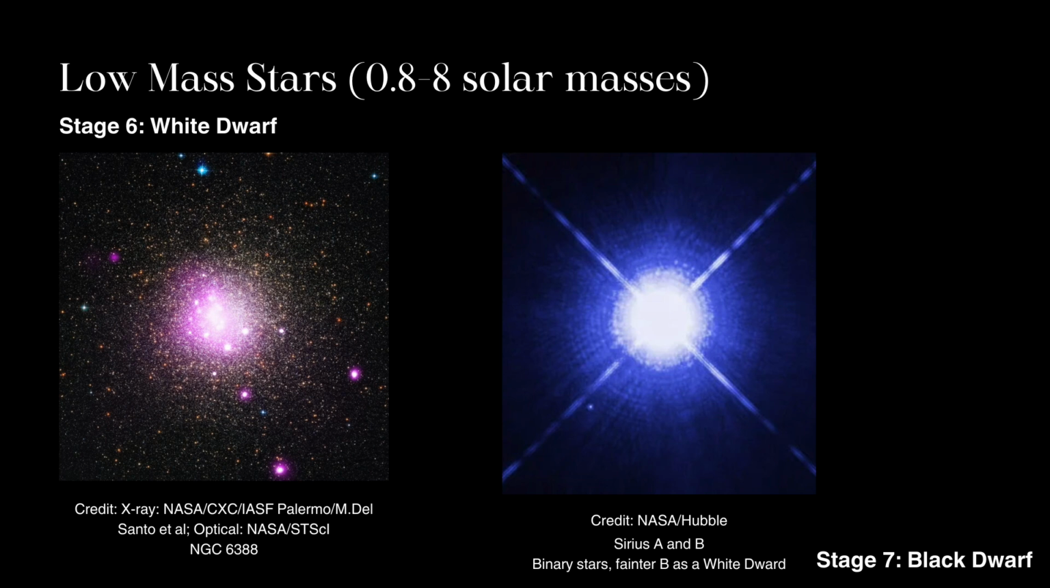And finally, there is stage 7, the black dwarf, a theoretical remnant of the white dwarf after it further cools down and no longer emits any energy or light. It takes quadrillions of years to form. Although we haven't been able to observe it, it is suspected to exist as the only fathomable end to low mass stars.